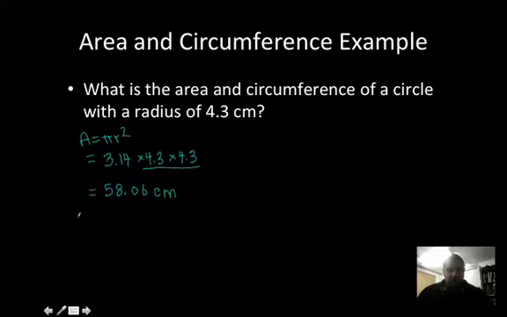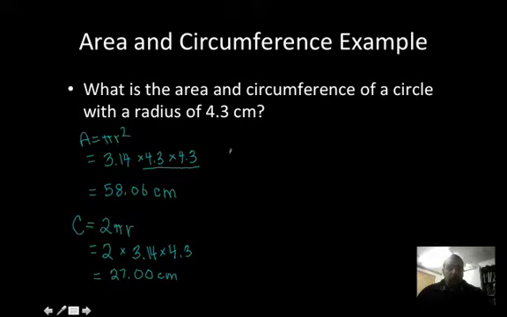To do the circumference, on the other hand, C is equal to 2 times pi times the radius. And in this case I've got 2 multiplied by pi, which is 3.14, multiplied by the radius of 4.3. Key it into a calculator again, and this time I get a circumference of 27.00 centimeters.